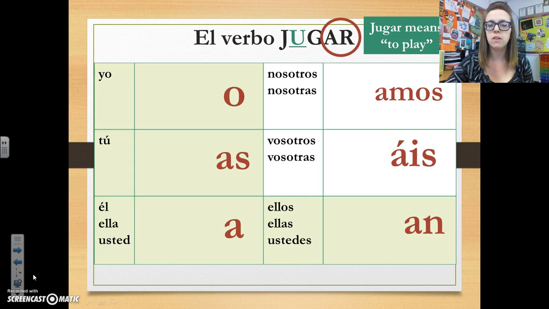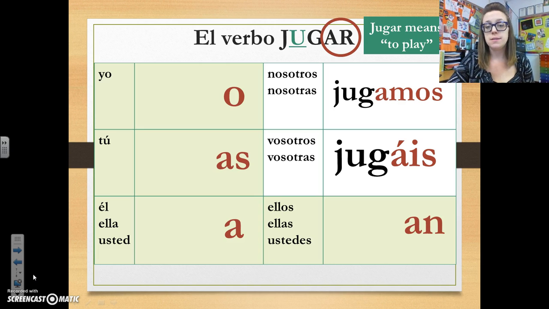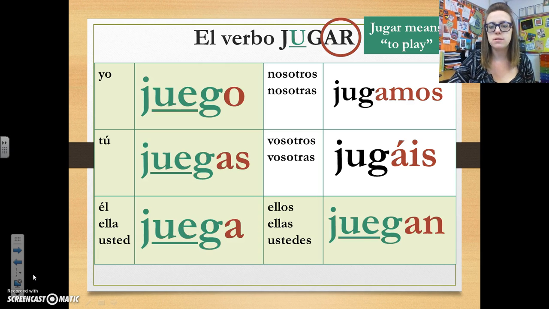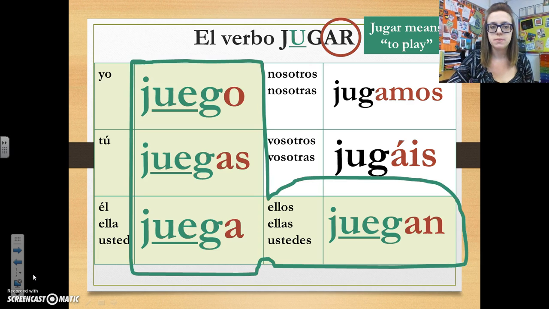So I put all of my AR endings in the chart already. Okay? In the nosotros and vosotros form, the stem does not change, remember? So it's outside of the boot, it stays the same. However, in the yo to él, ellos form, it does do that stem change. Okay, so the U in this one will change to a UE. All right, that forms the boot. So the yo form is juego, tú juegas, él juega, nosotros jugamos, vosotros jugáis, and ellos, ellas, ustedes juegan.